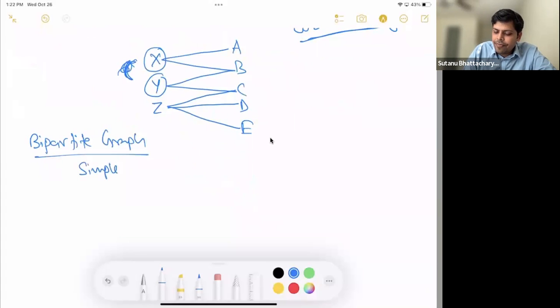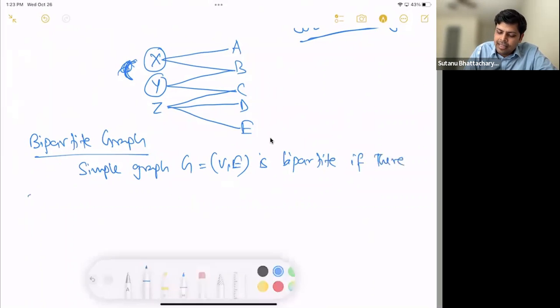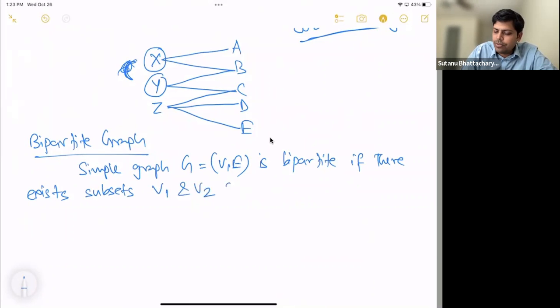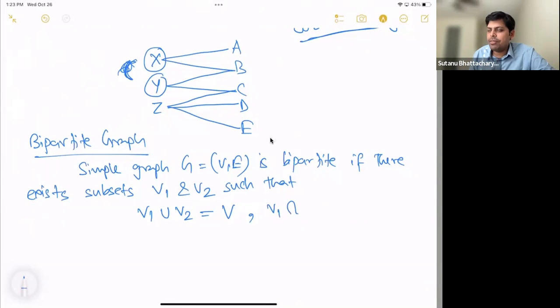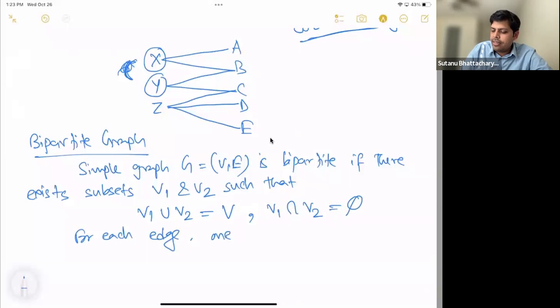So, a simple graph G equals (V, E) is bipartite if there exist subsets V1 and V2 such that V1 union V2 equals V, and V1 intersect V2 is empty. Okay, this is the concept of sets. I hope you have understood this. And for each edge, one end belongs to V1 and another end belongs to V2.